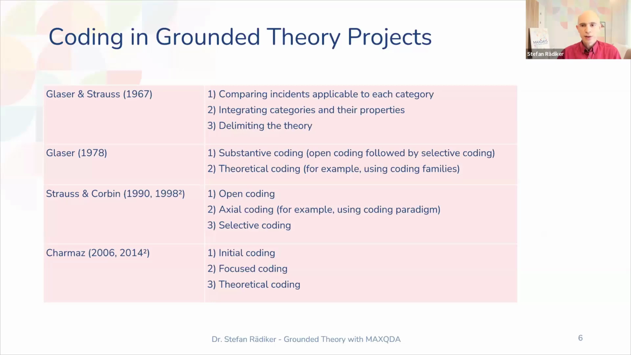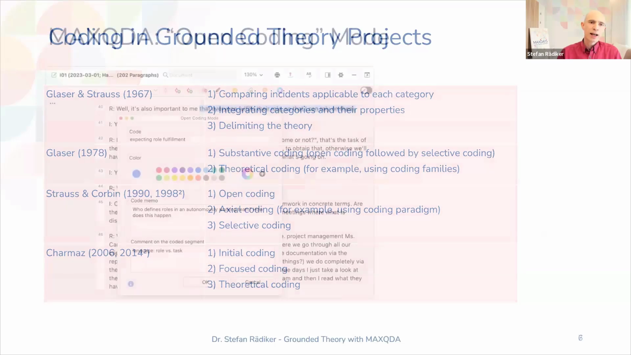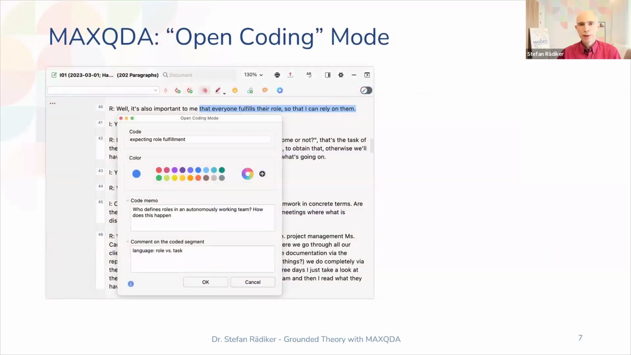of your analysis. And MAXQDA has a specific mode that supports your open coding process, meaning that you highlight a passage in your data and you directly can start entering a code name for it, a concept name. And then in the code memo, you could write and define information here.